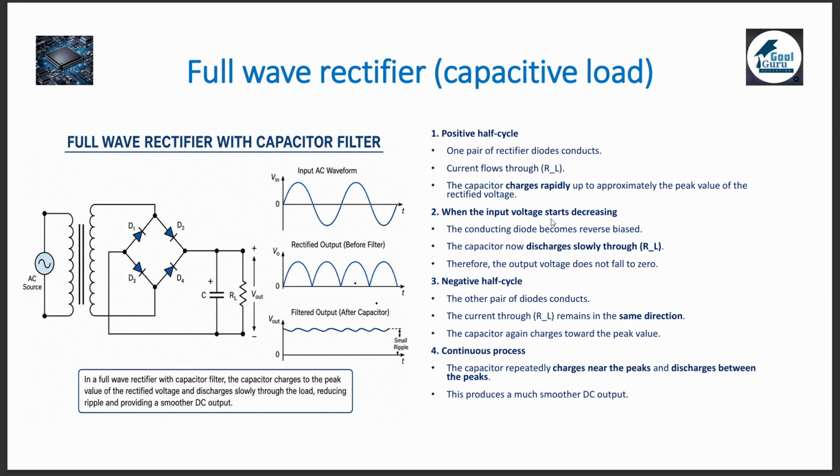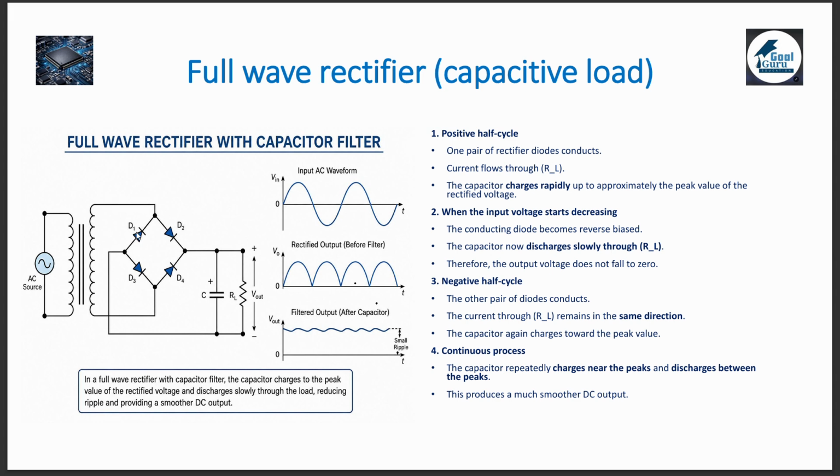When the input starts decreasing, what happens? Here it charges completely. This is the rectified output before the filter. Now the capacitor acts as a filter. When the input is decreasing, the conducting diodes become reverse biased. Now these two become reverse biased, and D1 and D4 are responsible for the conduction in the negative half cycle. The capacitor is charged and now it discharges slowly. The current through RL remains in the same direction.